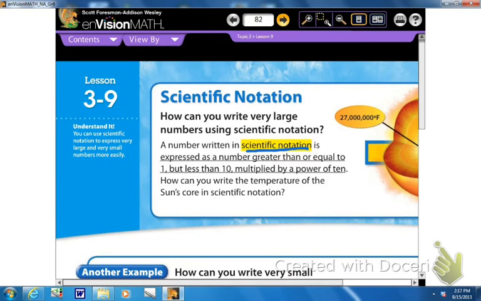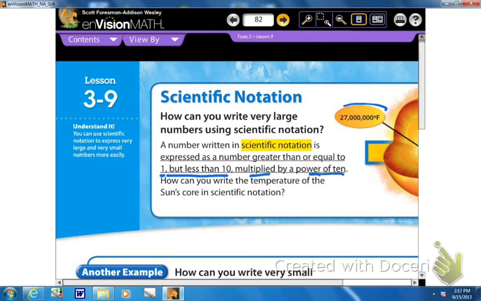A number written in scientific notation is expressed as a number greater than or equal to 1, but less than 10, multiplied by a power of 10. So you're going to have a number that is at least 1, or between 1 and 10, I guess you could say, that we're going to multiply by a power of 10.